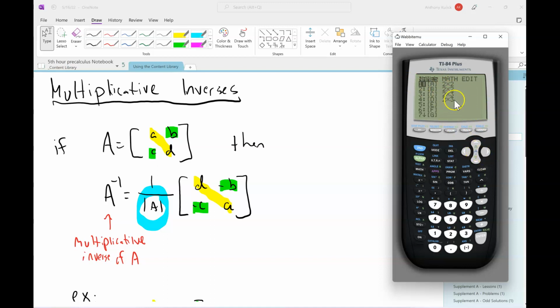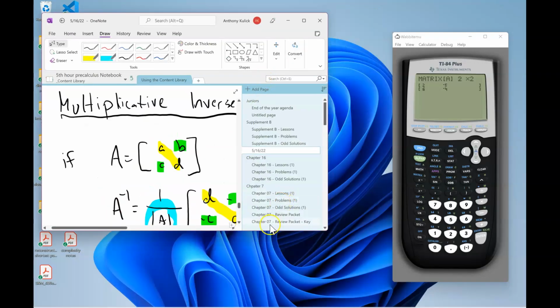To type a matrix into your calculator, we're going to move over to the Edit tab, and we'll select matrix A, and then you can type in the values for matrix A. The values we're going to use for our practice problem are 2, -5, 6, and -4. Let's just do that.